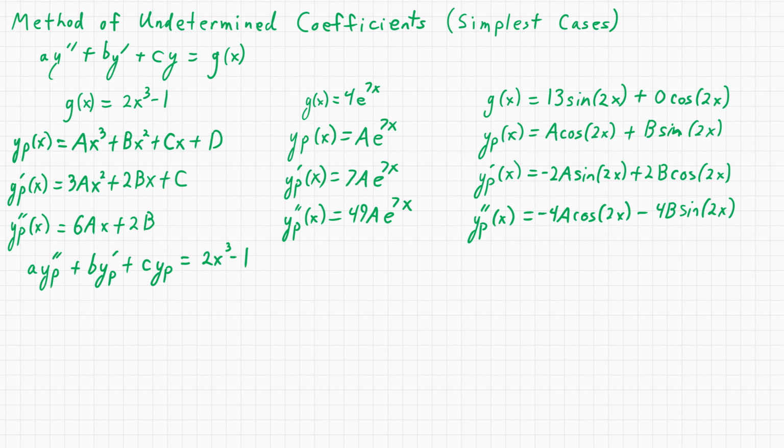It'll make a little more sense to see it in action. But this is the idea. You guess essentially a solution that looks like the right-hand side that you want, has the same form, and then you go through all the derivatives, add them together, and figure out what your undetermined coefficients are to actually get the left-hand side of the ODE to equal the right-hand side, g of x.